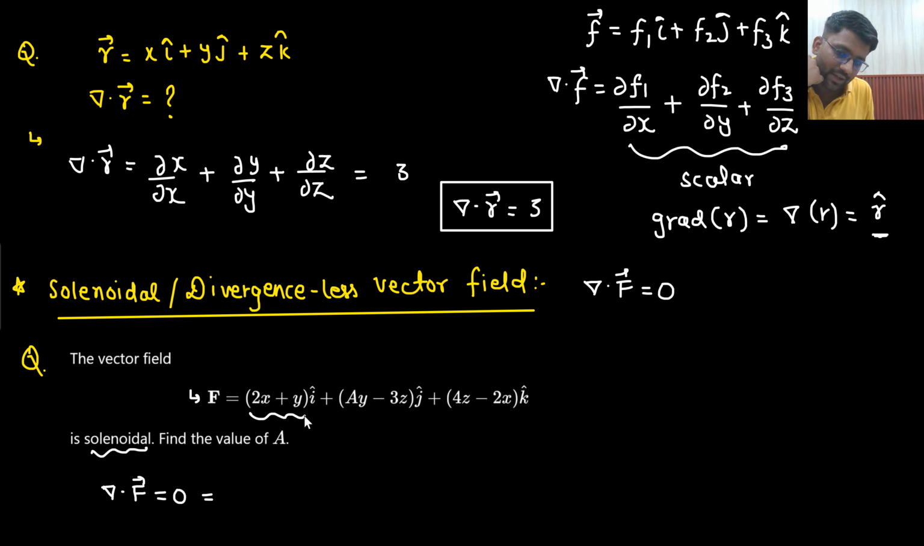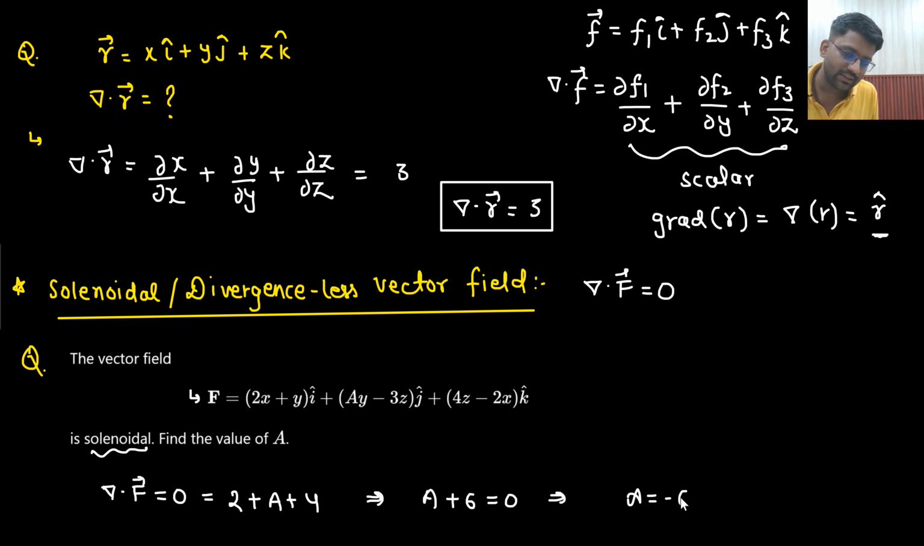Pick the quantity of i cap and partially differentiate it with respect to x. What will you get? 2. Plus pick the quantity of j cap and partially differentiate it with respect to y. What will you get? A. Pick the quantity of k cap and partially differentiate it with respect to z. What will you get? 4. And equate that to 0. What is the answer of A? From here you can see that A plus 6 is coming out to be 0. Why? Because it is given that the vector field is solenoidal. So the value of A is coming out to be -6.